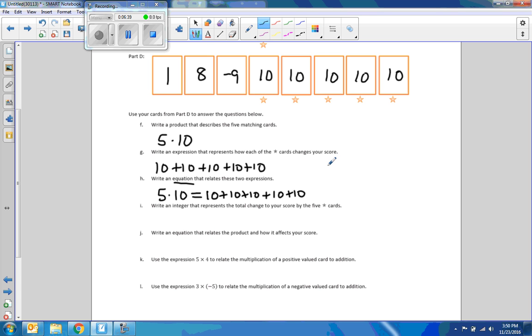Now it says write an integer that represents the total change of your score by the 5 cards. And that is going to be 5 times 10, which is 50. Okay. Next it says write an equation that relates the product and how it affects your score. So now I'm just going to say this, 5 times 10 equals 50.